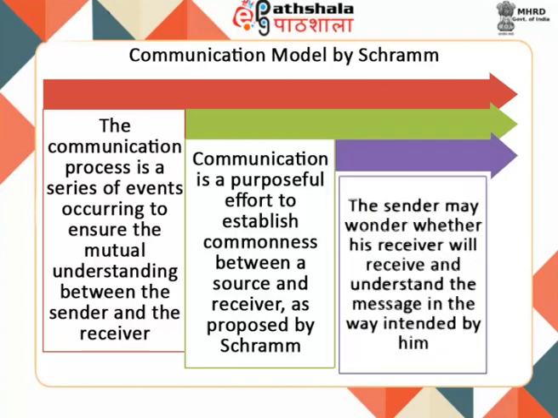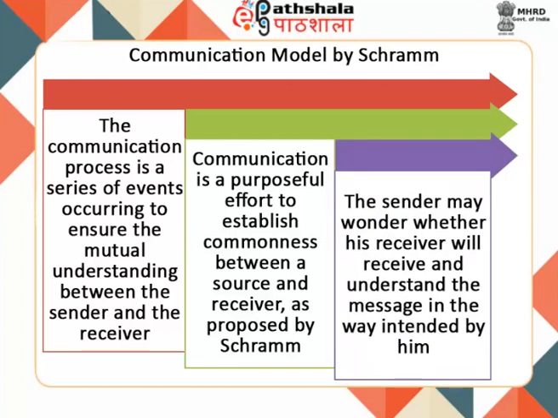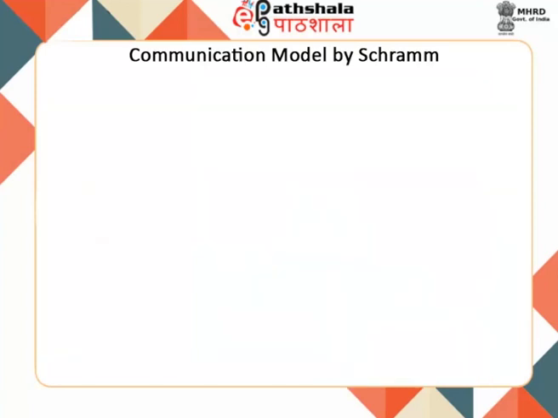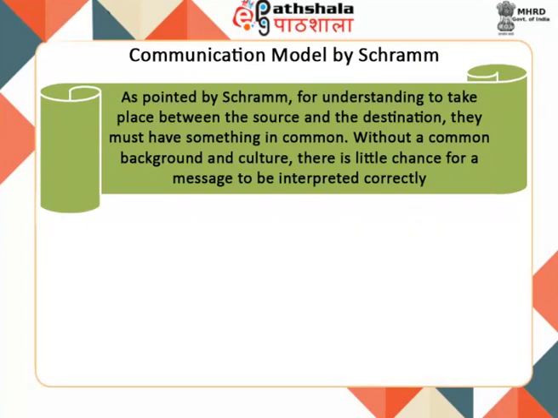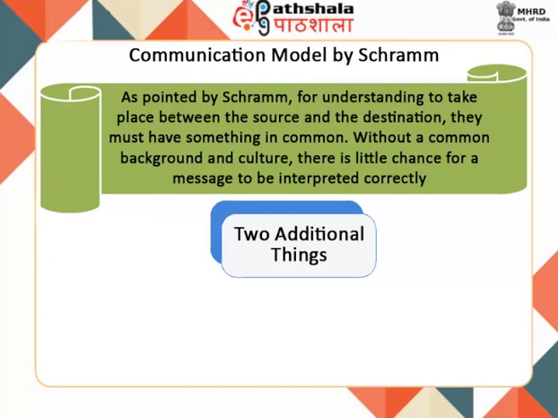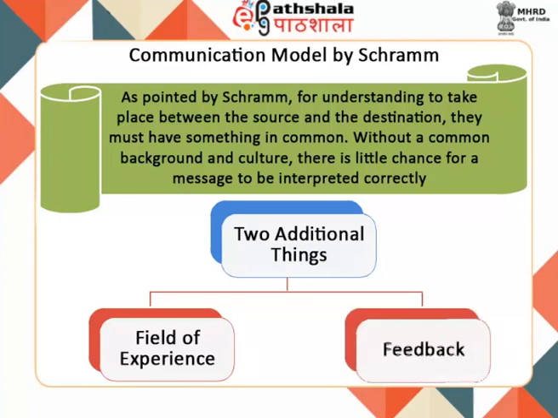But here, the sender may wonder whether his receiver will receive and understand the message in the way intended by him. As pointed out by Schramm, for understanding to take place between the source and the destination, they must have something in common. Without a common background and culture, there is little chance for a message to be interpreted correctly. The communication model proposed by him has two additions to the earlier models: field of experience and feedback.